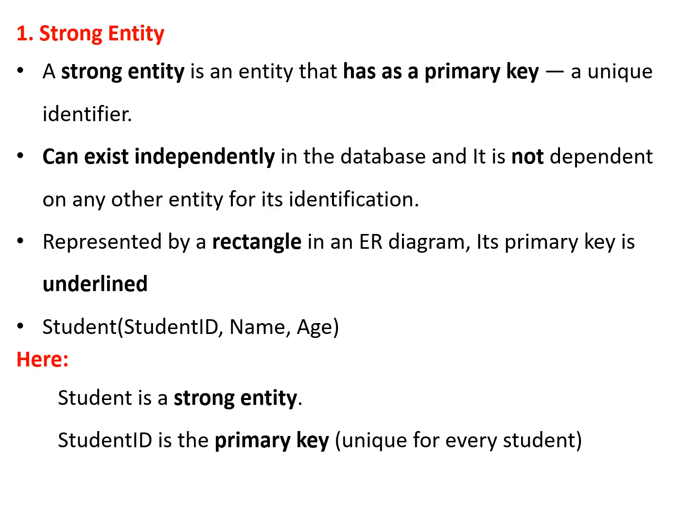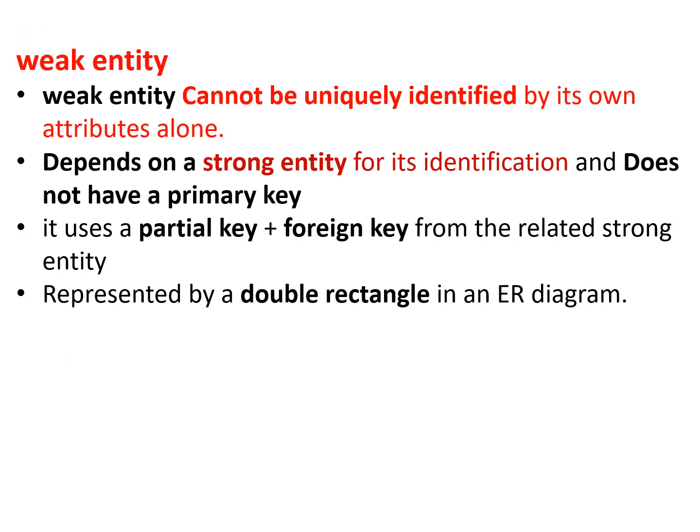For example, student is a table. Here student ID, name and age will be the attributes. Student ID will act as the primary key because it is a unique representation of every student. So that student is a strong entity and student ID is the primary key. It does not depend upon anything.